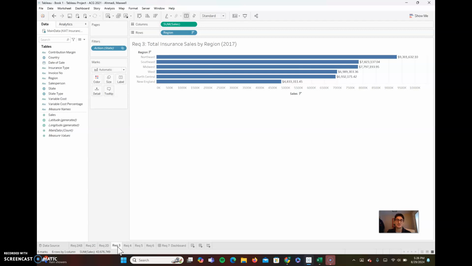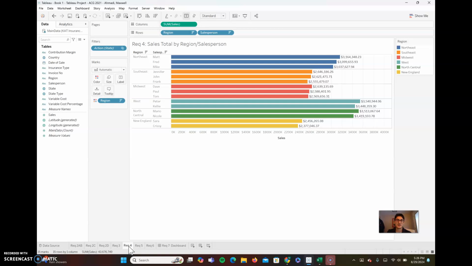And so now this begs the question as an analyst: what is leading to this discrepancy in sales by two areas that are so geographically linked to one another? And does it have to do with sellers or the insurance type? So now we look at the sales total by region and salesperson.